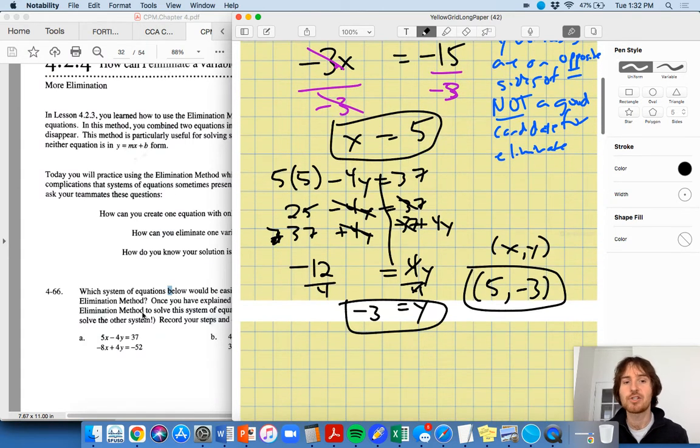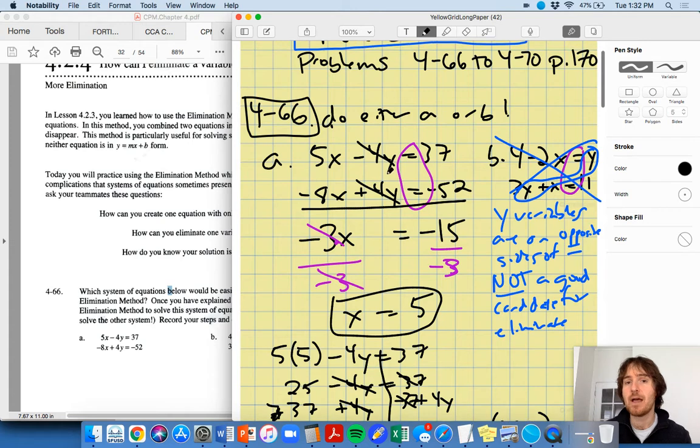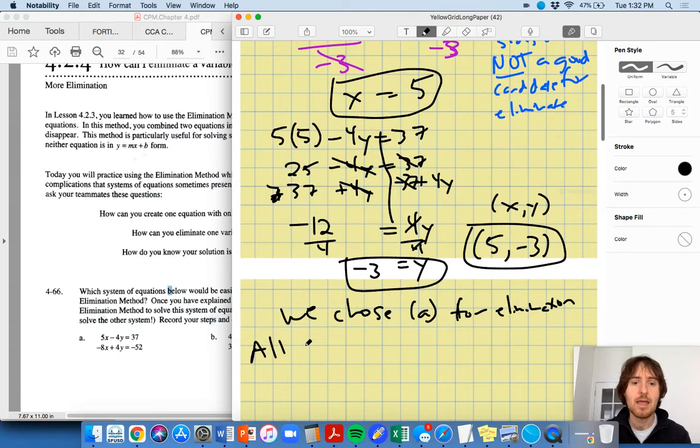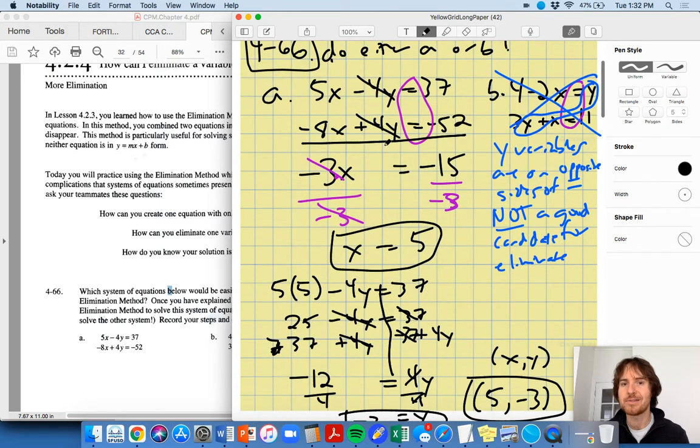Okay, so you're supposed to explain which one we chose. We chose A for elimination. And why did we do that? Well, all x's and y's were on the left side of the equals. So all x and y, those are called terms, right? We haven't really talked about terms yet, but 5x is a term, negative 4y is a term, 4y is a term, negative 8x is a term. The things that are separated by pluses or minuses in these algebraic equations are called terms.